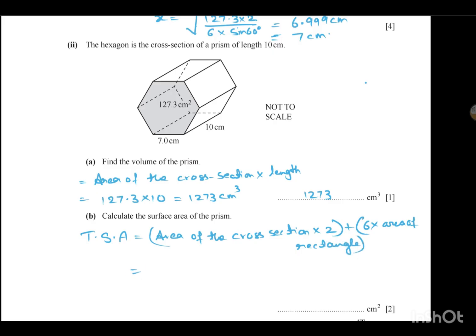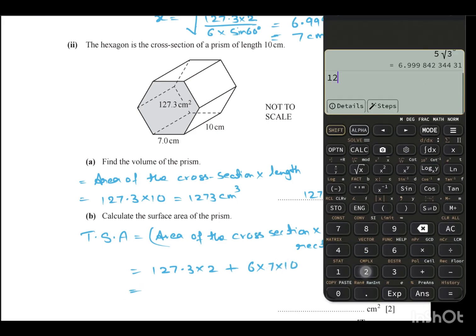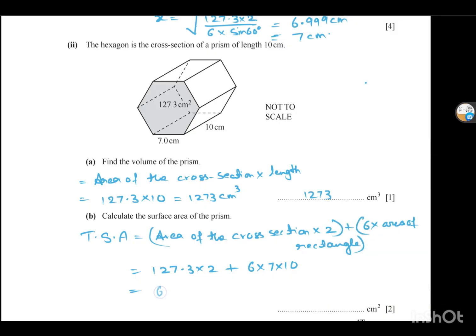So area of cross section is 127.3 into 2 plus 6 rectangles has length 10 and width 7. So multiply and add: 127.3 into 2 plus 6 into 7 into 10, 674.6 centimeter square. Done.